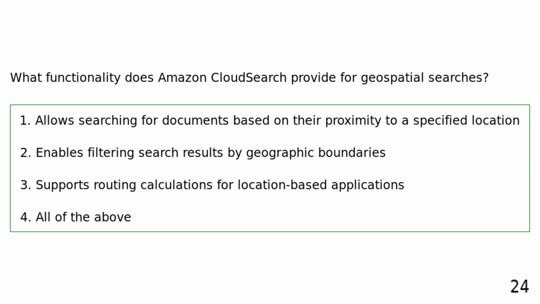What functionality does Amazon CloudSearch provide for geospatial searches? All of the above. Allows searching for documents based on their proximity to a specified location. Enables filtering search results by geographic boundaries. Supports routing calculations for location-based applications.